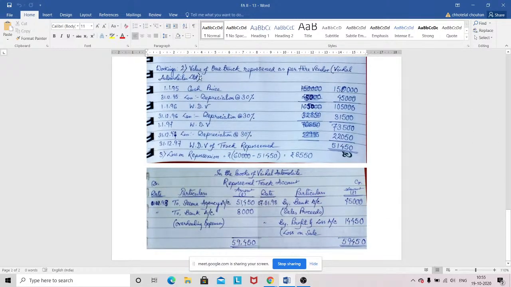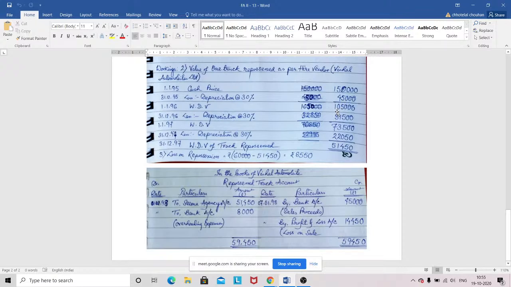Okay, just look at that, value of one truck repossessed as per hire vendor. In bracket I have written the name of the hire vendor, that is Vishal Automobile Limited. The asset remained in use for 3 years, so you have to charge the depreciation for that. So 1995 cash price is 1,50,000. 31/12/95 less depreciation at the rate of 30%, it will be 45,000. So deducting that we have 1,05,000.